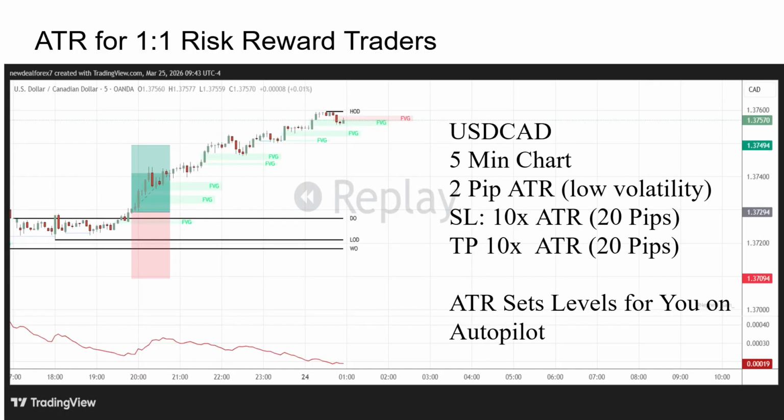Now, as well, for my one-to-one risk reward folks, if you just want to use the ATR and use the one-time multiplier, just set it and forget it. You can do that. So this is a dollar CAD chart, and it's a fairly low volatility pair. It's only 2 pips. Okay, 2 pips. All right, in 5 minutes, very low. So you just 10x the ATR, 20 pip stop loss, 20 pip take profit, and just let it go.